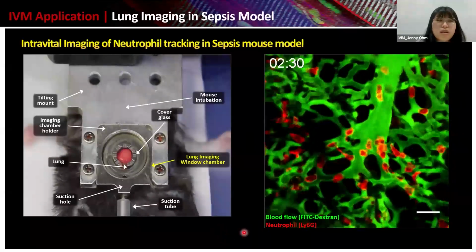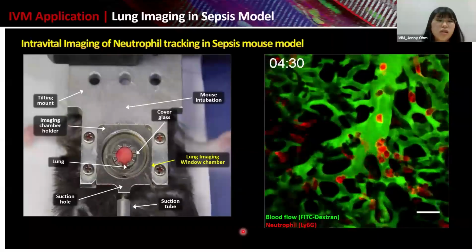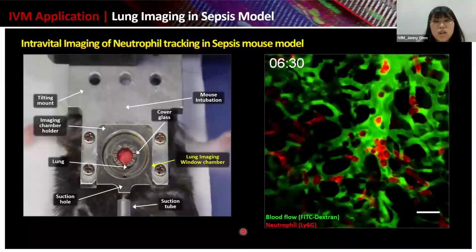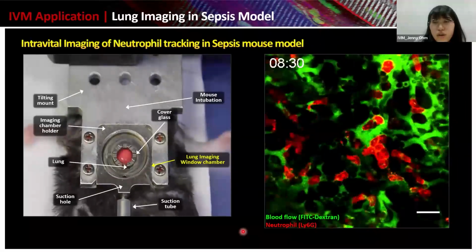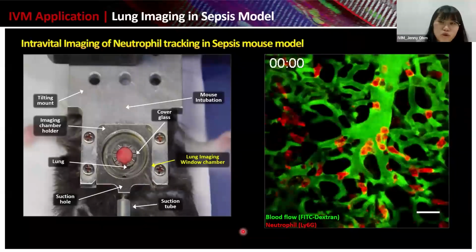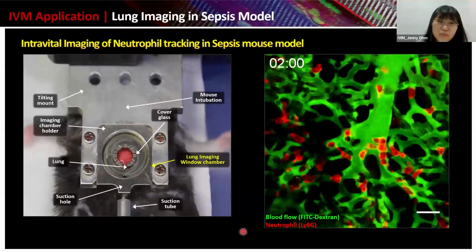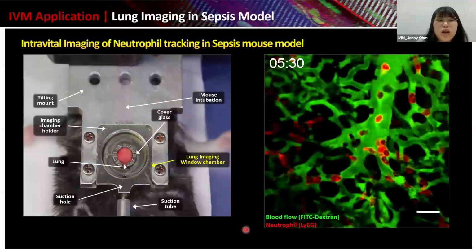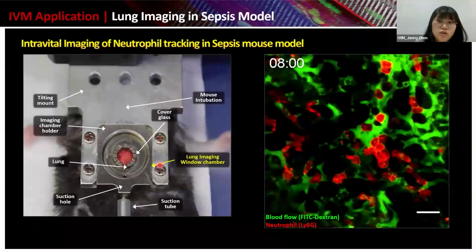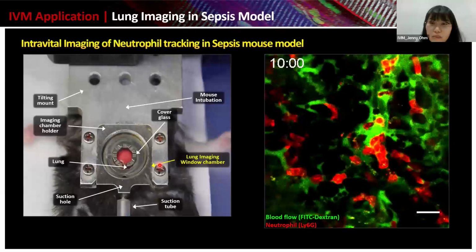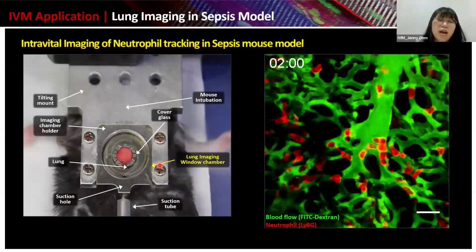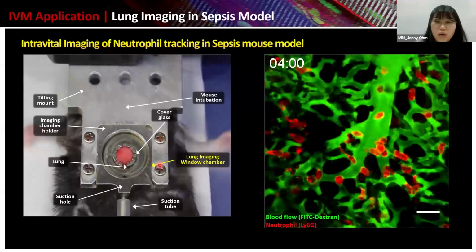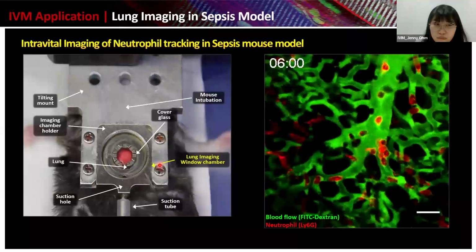So the next application study was done in the lung. So the lung tissue is especially difficult to image due to constant movement caused by respiration. So IBIM technology had developed a specific lung imaging chamber, which uses negative pressure to stabilize the lung in place, allowing researchers to capture high quality images in the lung.